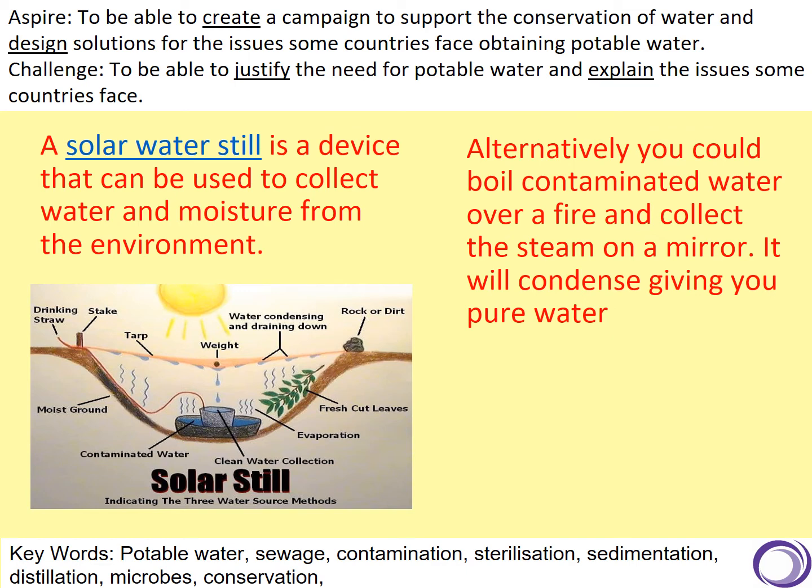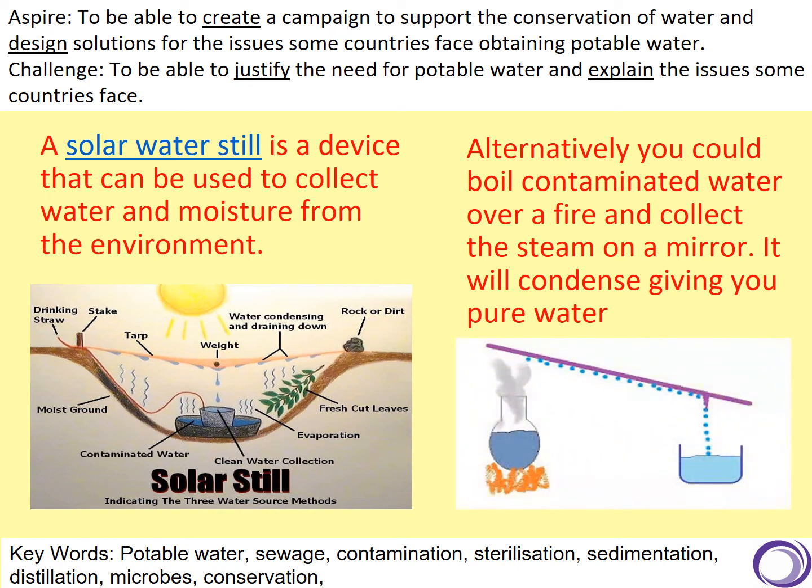The other alternative is that he could boil the contaminated water over a fire and collect the steam on some kind of shiny surface like a mirror, where it'll condense and give you pure water. So this is another example of what he could actually do there. So you can see him boiling the contaminated water, which would also help to kill any microbes. The water vapour would collect on that glass and then drip down into a container that he could then drink from. So hopefully you managed to get some of those ideas in order to solve that problem.